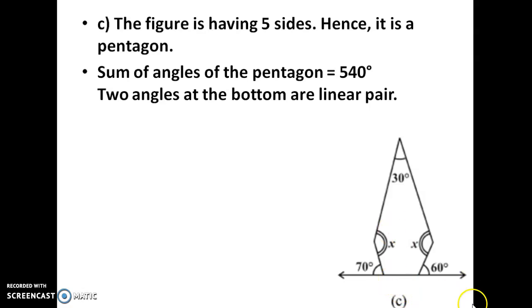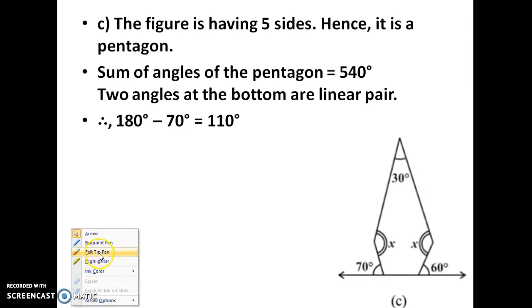So we want x here. We don't know this angle also. So how to find out? This is a linear pair, a straight line. The sum of the angles on a straight line will be equal to 180 degrees. So to find this angle, we do 180 minus 70 equal to 110. So this angle we got as 110.